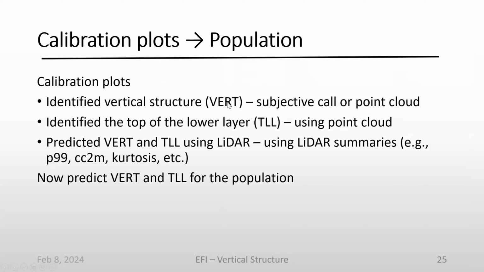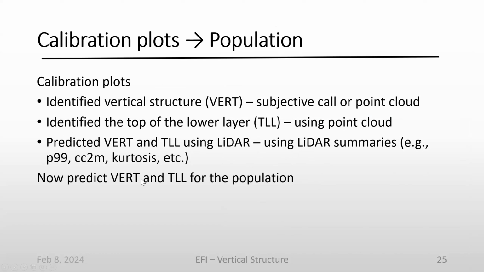So we've identified vertical structure for all our calibration plots, the top of the lower layer for all of our calibration plots, and we are predicting them using LiDAR attributes, just the basic LiDAR summaries with some hand picking of ones that we liked and removing some that we didn't feel should be contributing. So now we're going to apply those random forest models to the population.